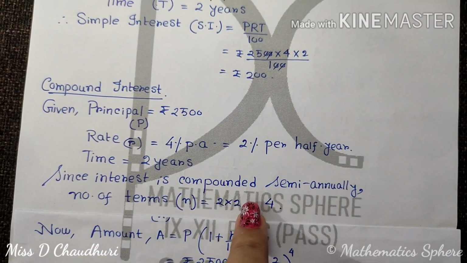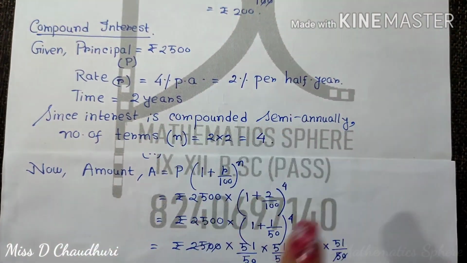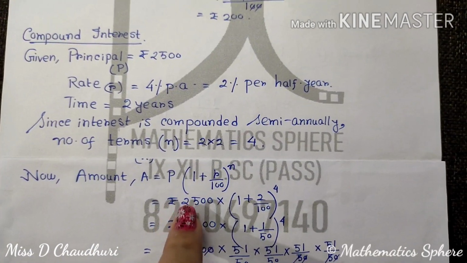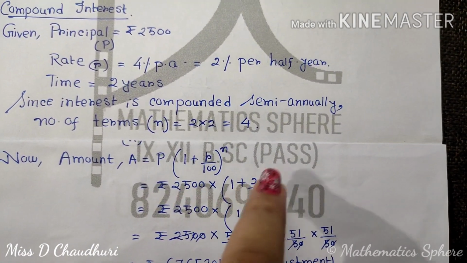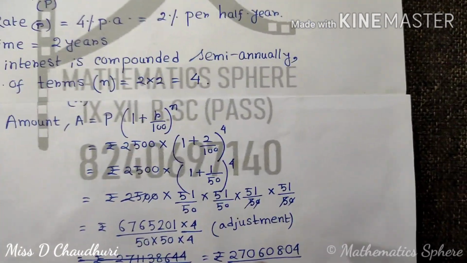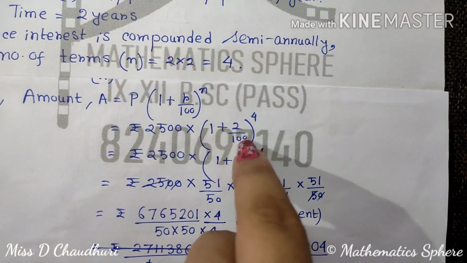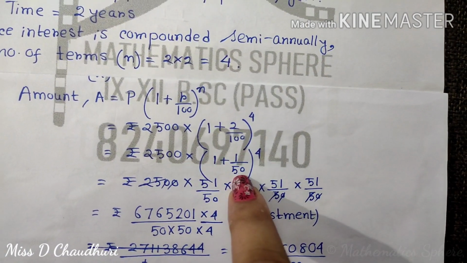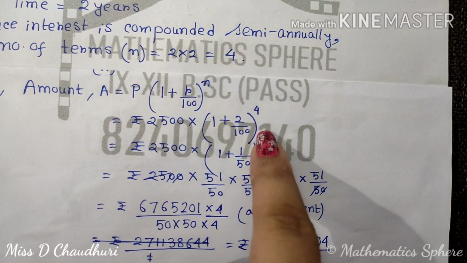Now you have got all the initials, you just put it in the formula. So amount A equal to P into this one, I need not repeat, I think. Just put the values 2500, 1 plus 2 by 100 whole to the power 4. Do the LCM carefully. Before doing the LCM, I have just cancelled 2 and 100 to get 1 by 50. So the LCM will be 50 plus 1 by 50, that is 51 by 50 whole to the power 4.